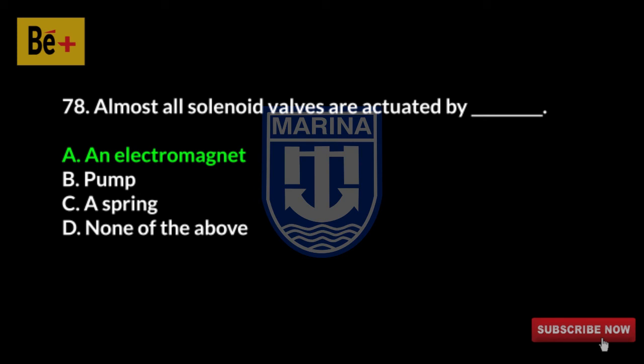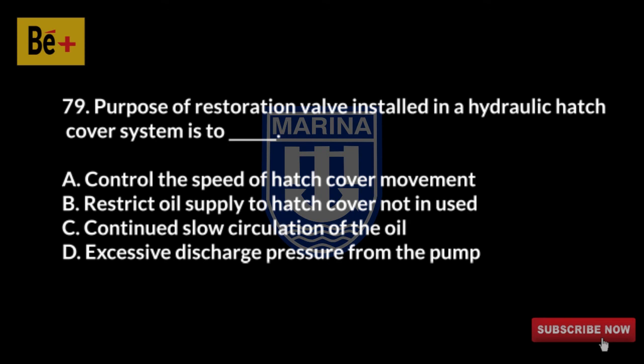The answer is A. An electromagnet. The purpose of a restoration valve installed in a hydraulic hatch cover system is to: A. Control the speed of hatch cover movement, B. Restrict oil supply to hatch cover not in use, C. Continued slow circulation of the oil, D. Excessive discharge pressure from the pump.